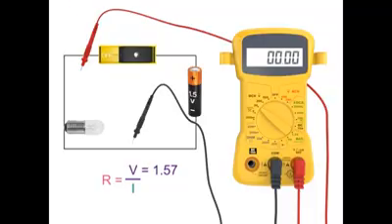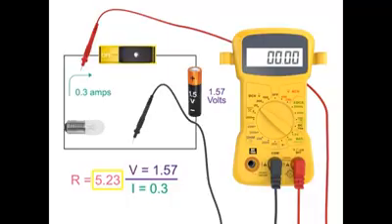Now let's determine the resistance of the bulb in the circuit using the Ohm's law equations. If the current in the circuit is 0.3 amps, and the voltage across the battery is 1.57, then the resistance of the light bulb would be 1.57 divided by 0.3, or 5.23 ohms.